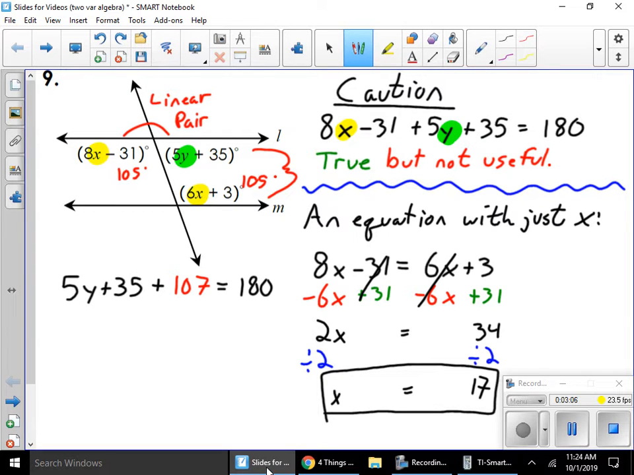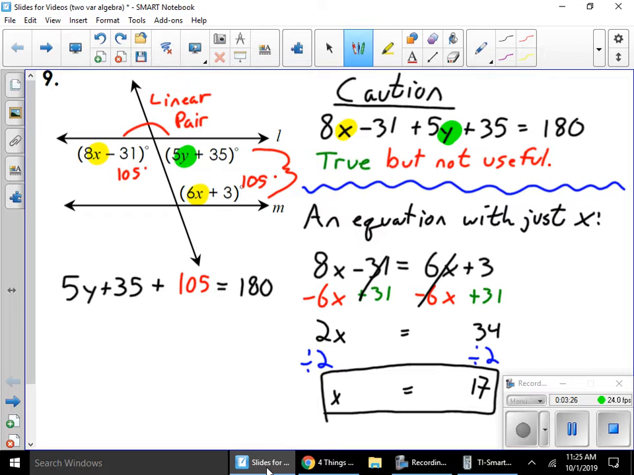That should be a 105, not a 107. Either way you slice it, those are supplementary relationships. Linear pair and consecutive interior angles are both supplementary. So you wind up with the same equation no matter which one of those 105s you pick.